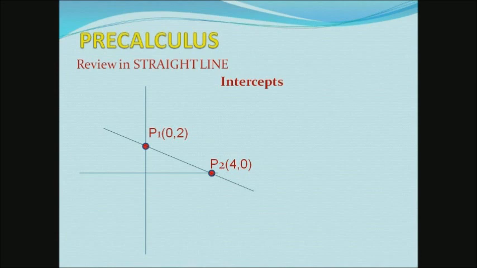So let's say we have an example here of intercepts wherein we have a declining line intersecting with the x and y axis. So we have point 1, which is our y-intercept with the coordinates 0 and 2, and our point 2 is our x-intercept with coordinates 4 and 0. So our x-intercept therefore is 4 and our y-intercept is 2.